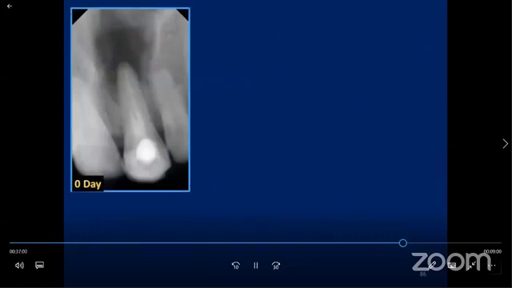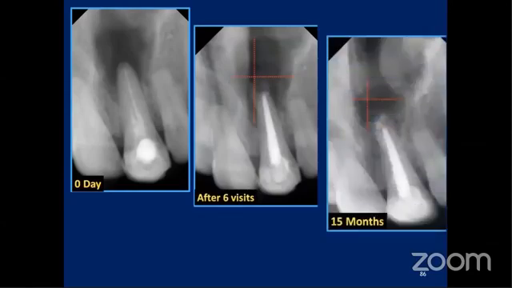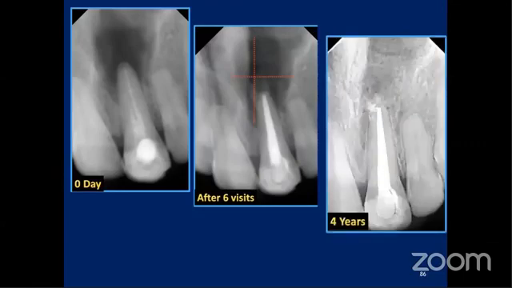So look at this case here. We have a big lesion, and I spent 6 visits to enable me to place the final obturation. Now let's see the healing process. After 1 year and 3 months, the healing was starting, but we still have a lesion. Does that mean it failed? Absolutely not, because it needs time. Let's see the case after 4 years, we have complete healing. So give it the time.